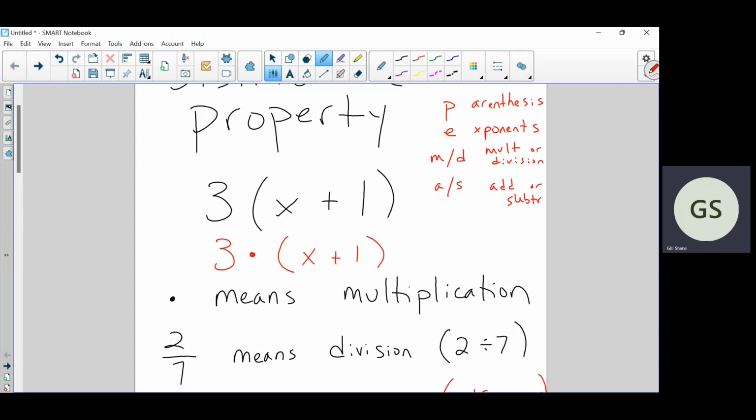So the first thing we're going to do in this problem is what's inside. When it says parentheses, that means you're trying to do what's inside the parentheses. There is a problem though.